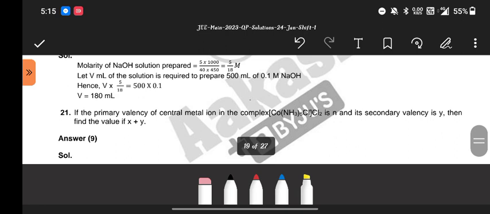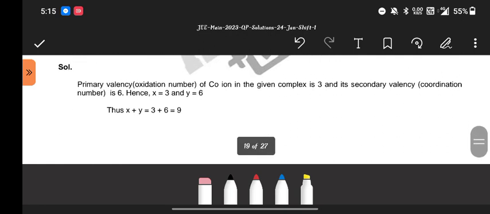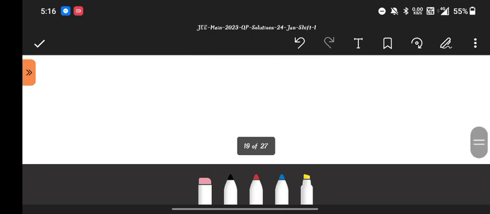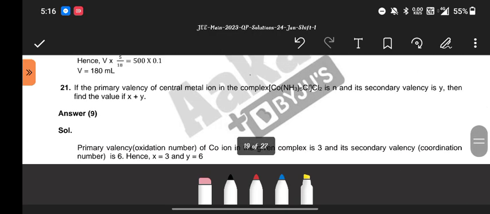Next, if the primary valency of the central metal ion in the complex is X and its secondary valency is Y, then you have to find the value of X plus Y. Now, the primary valency of the Co ion in the given complex is 3 and its secondary valency is 6. Hence, X is equal to 3 and Y is equal to 6. So therefore 3 plus 6, that is equal to 9 is the answer. 9 is the answer. Okay.